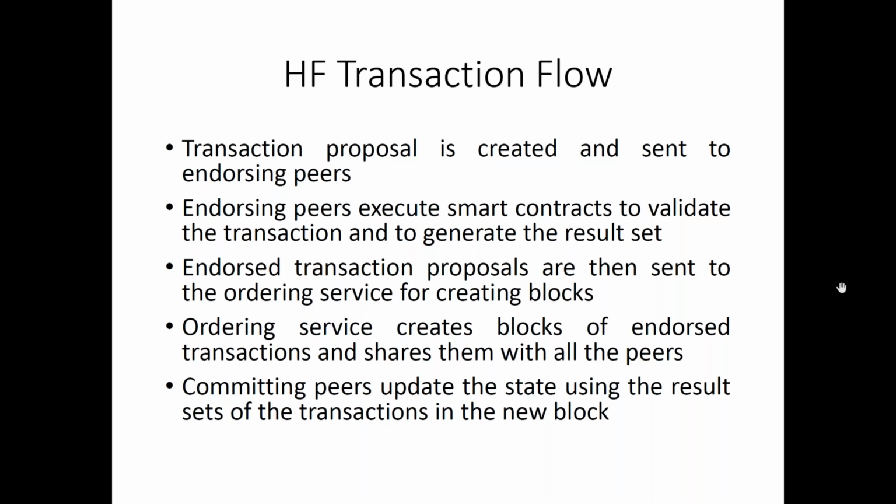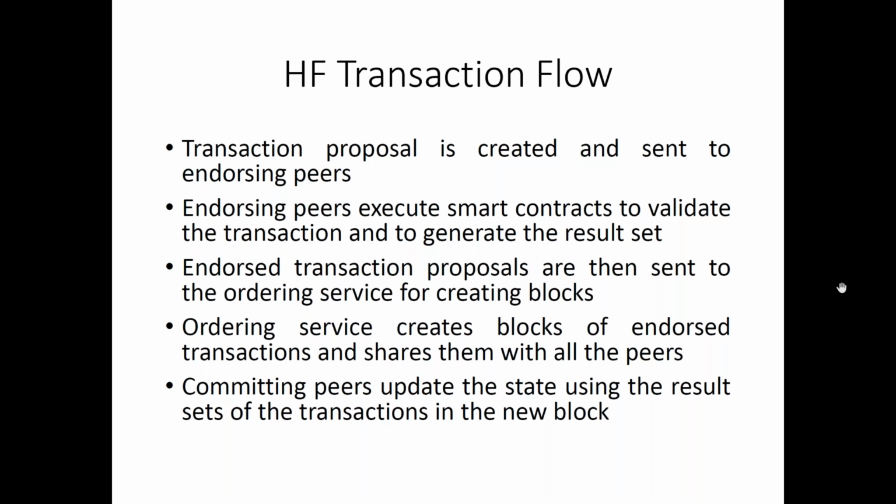Okay, so once the transactions are endorsed, after collecting a sufficient number of endorsements, a transaction proposal is sent to the ordering service, which is responsible for creating blocks of valid transactions. And once the ordering service creates a new block, it shares the block with all the peers in the channel.